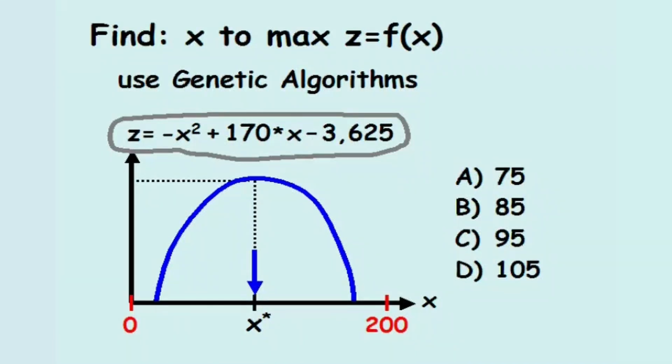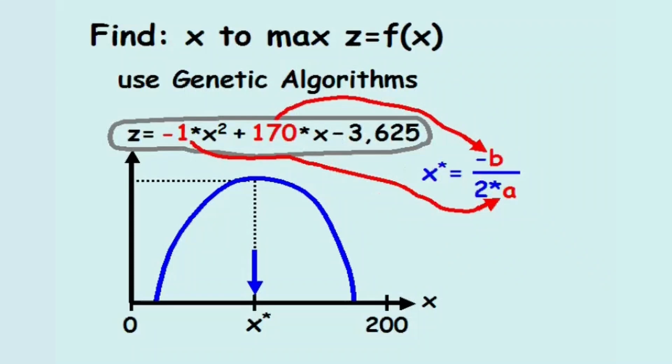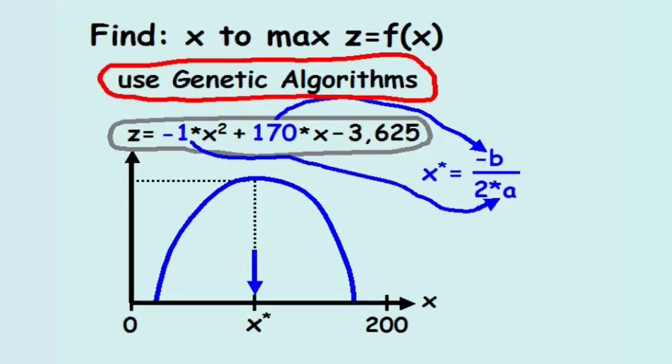The quickest way to solve this problem would be to compute x as negative b divided by 2 times a, where a is the coefficient of the quadratic term, negative 1, and b is the coefficient of the linear term, 170. However, we'll solve this problem using a genetic algorithm.